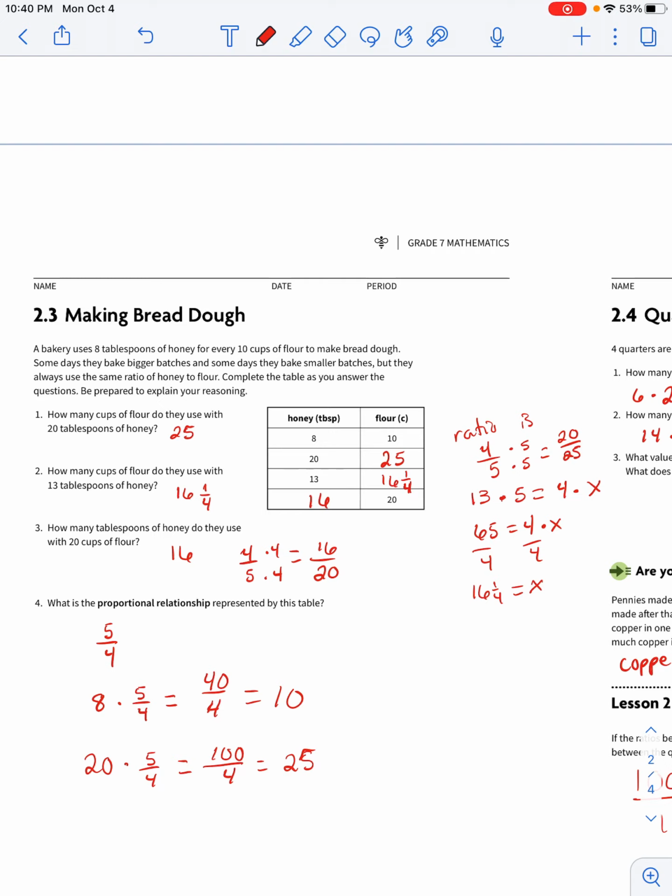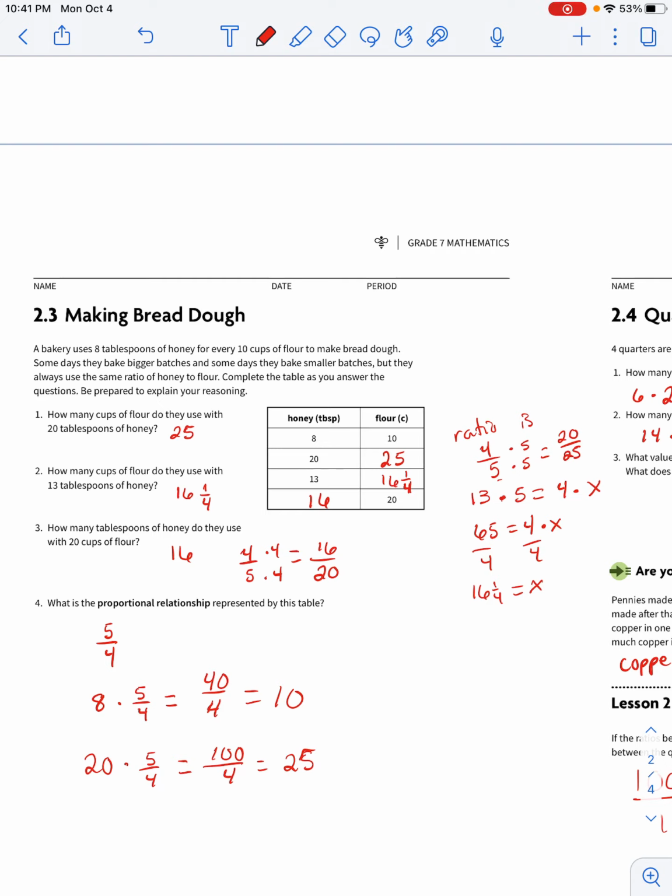How many cups of flour do they use with 20 tablespoons of honey? We know that for 8 tablespoons, you use 10 cups of flour. When you take 8 divided by 10, you get 4/5. Now this is using the equivalent method. If we go from 4 to 20, we have to multiply by 5. To keep an equivalent or proportional ratio, you also have to multiply the bottom number by the same. So 5 times 5 gives us 25. Therefore, if we use 20 tablespoons of honey, you have to use 25 cups of flour. The next one gets a little tricky because it's 13. 4 doesn't go into 13 evenly.